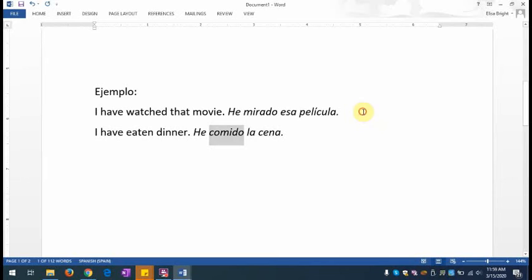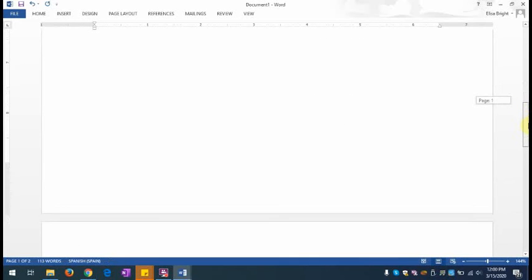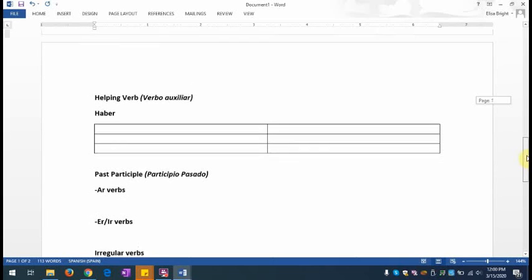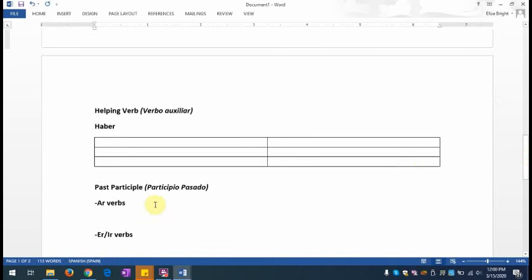Side note, that other past participle that I had before, visto, was me being sloppy and not actually writing what I meant to. I meant to say mirado. When I chose the verb watched, I was looking for a regular AR verb. But I accidentally did visto, which means about the same thing. That is the irregular past participle of a verb we haven't learned yet this year, ver, to see. Coming soon.